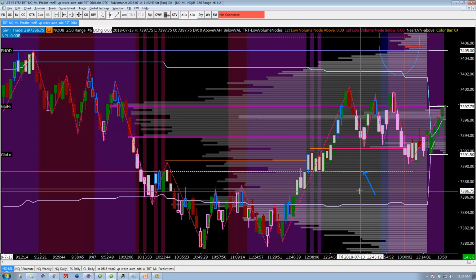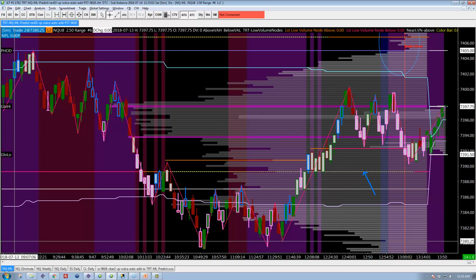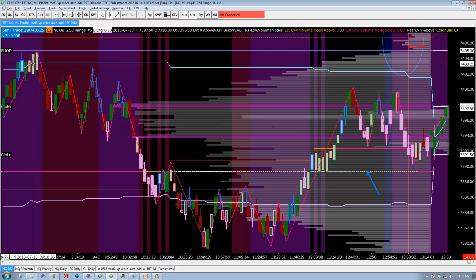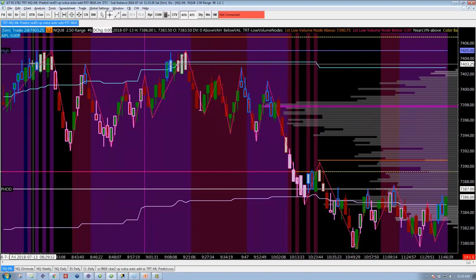Because it doesn't do me any good to know that there's a low volume node here at the end of the day. If I'm making a decision to trade, I want to know where it is right then. So what I did is had the programmer create a custom study that tells me for every single bar where the nearest low volume nodes were at that point in time. And that's what is drawn on screen here.